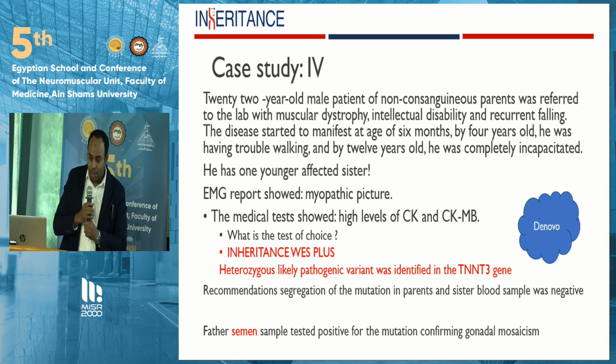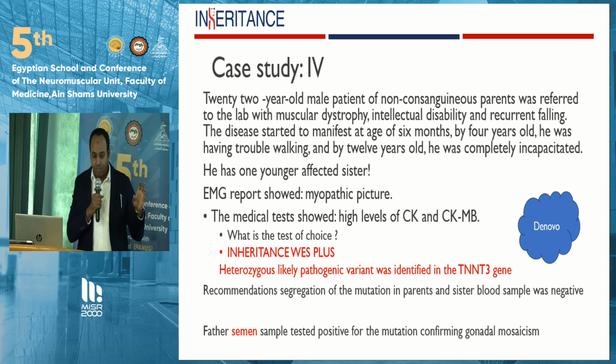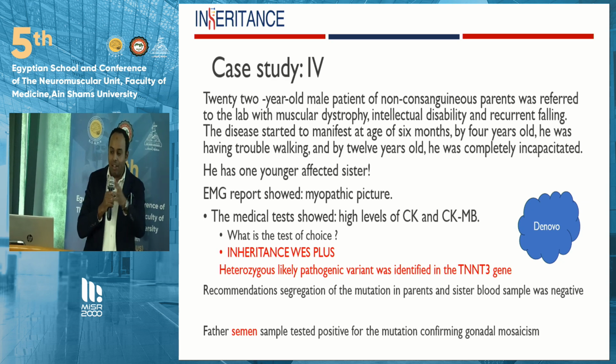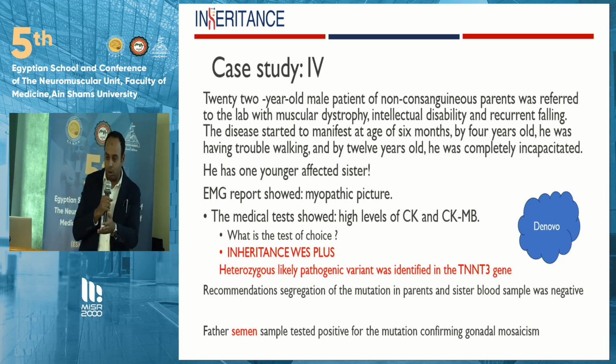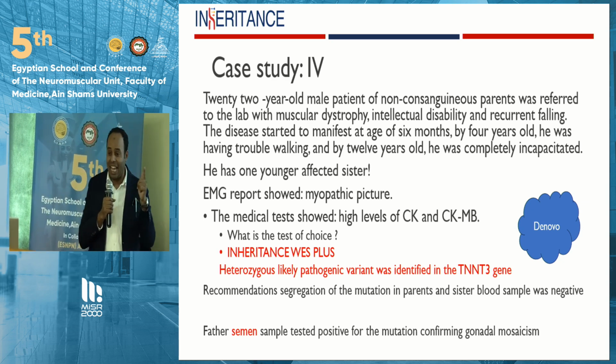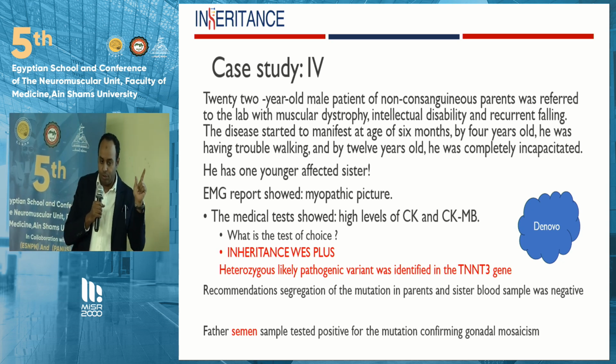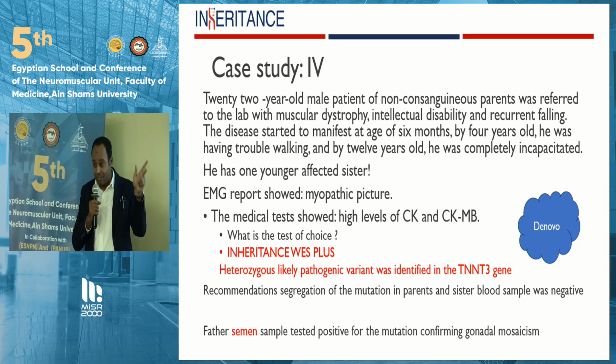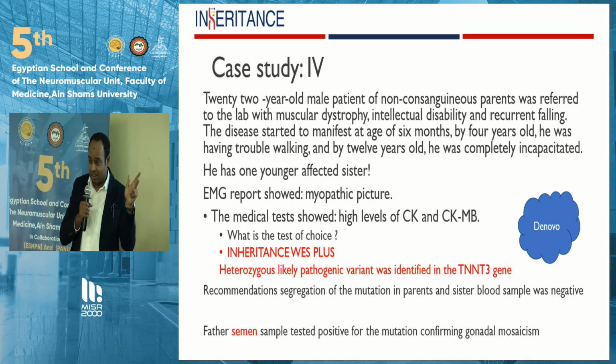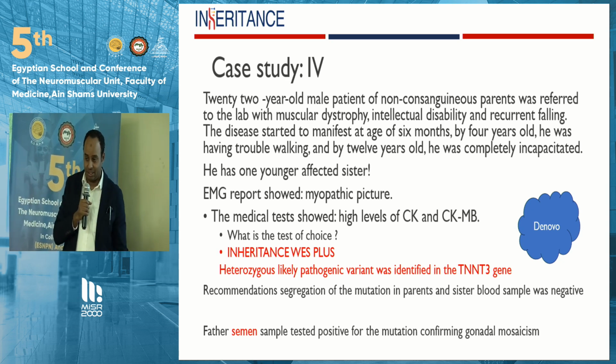Even in these cases, if you suspect autosomal dominant, and the father and the mother do not have the mutation, it might be de novo. But if you have another affected family member, kindly go with a gonadal mosaicism test. That will help.